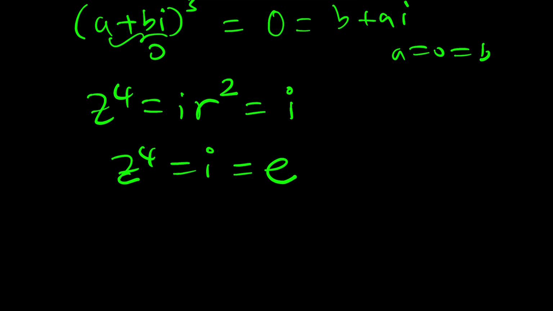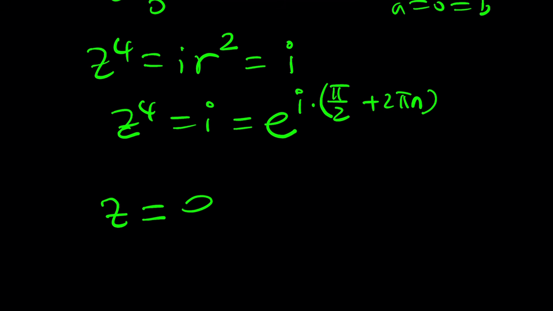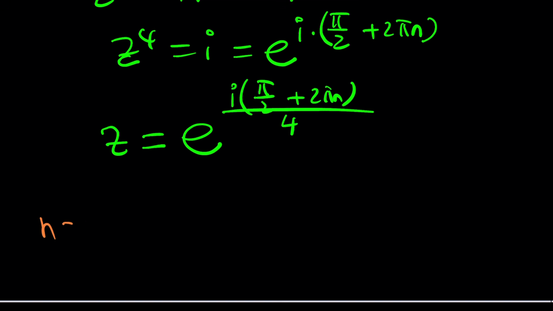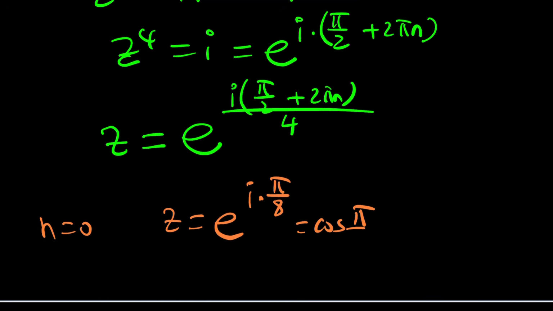So z to the fourth is going to be, i is e to the power i times pi over 2. But of course, you want to add 2 pi n, where n is an integer, so you can get all the roots. From here, z is going to be e to the power i times pi over 2 plus 2 pi n, all over 4. Make sense? So those are going to be the z values, but what are the z values? Let's go ahead and find some of them at least. For example, if n is equal to 0, z is going to be e to the power i pi over 8. And this can be written as cosine of pi over 8 plus i times sine pi over 8.